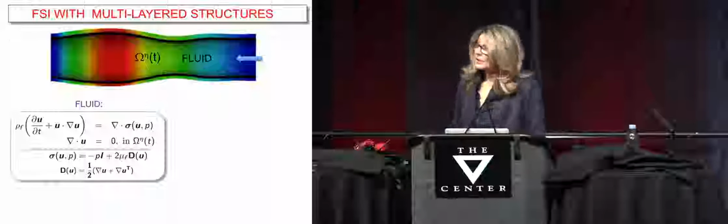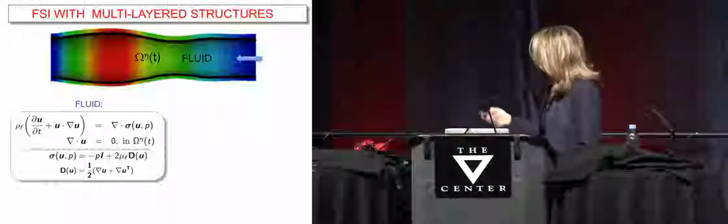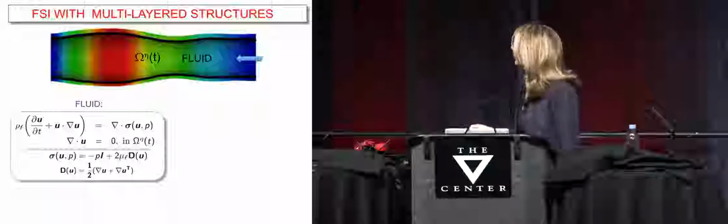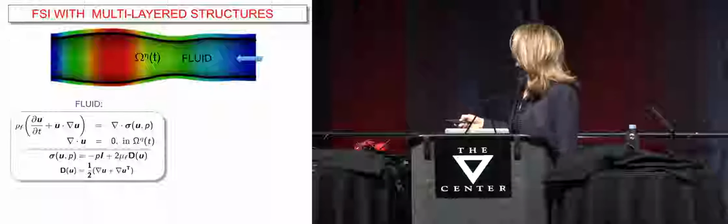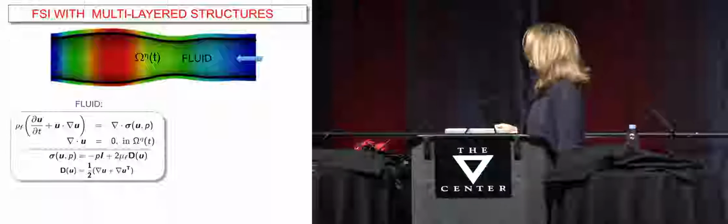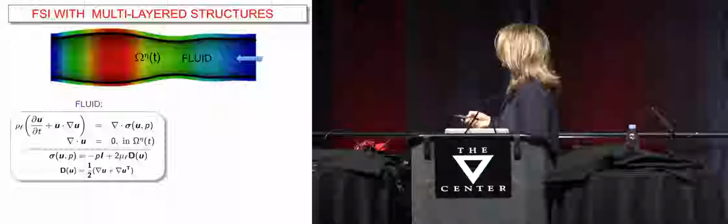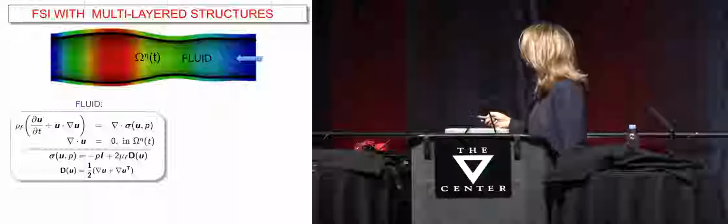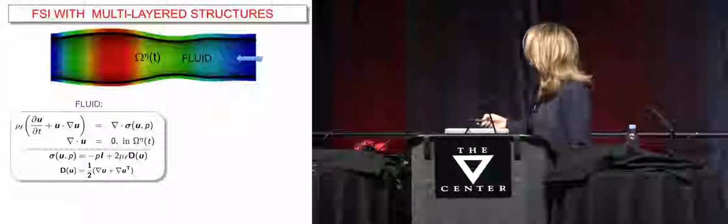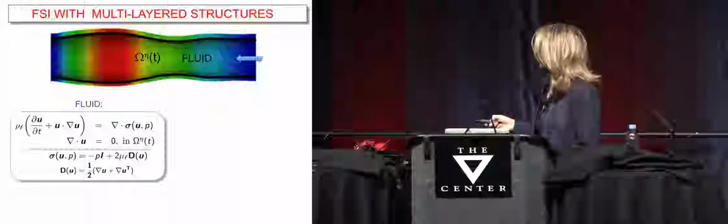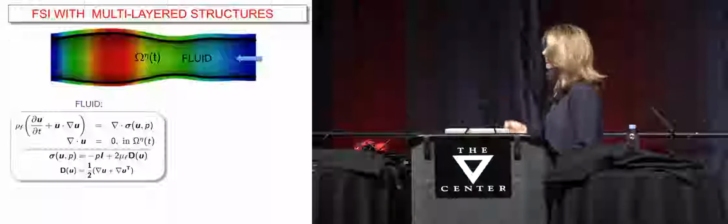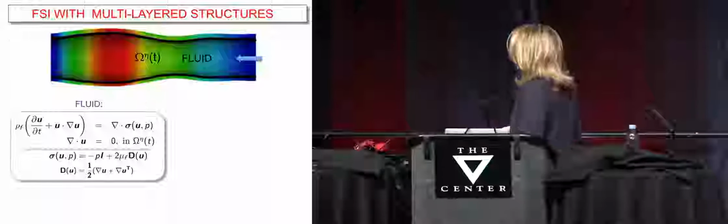The models that we will be using are, for the fluid, the Navier-Stokes equations for an incompressible viscous fluid. U is the fluid velocity. Sigma is the Cauchy stress tensor. The first set of equations, the vector equation, describes the balance of momentum. The second one, divergence of U equal to zero, is the conservation principle for an incompressible viscous fluid.